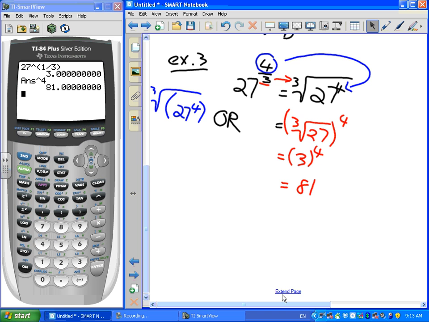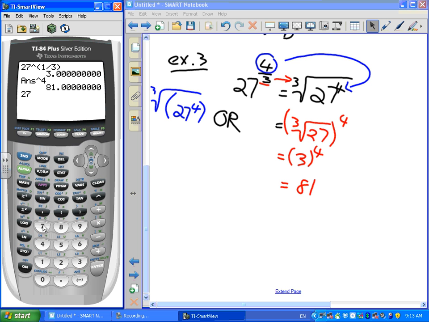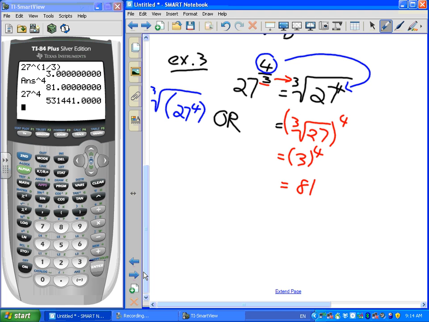Now I could have gone the other route, which would have given me a much larger number, and I'll definitely need a calculator to solve. I'm going to do the other route first. I'm going to do 27 to the power of 4 first. Okay? So this is the blue step. 27 to the power of 4 first gives us a very large number. We're still going to find the third root of this number, 531441. Okay? I've got to find the third root of that.